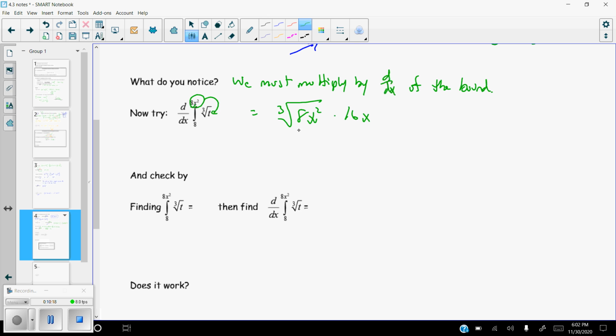Yes, this could be simplified because I can take the cube root of 8 out. The cube root of 8 is 2, so I can multiply that by the 16x and get 32x times the cube root of x squared if I want to. I could rewrite the cube root of x squared as x to the 2/3 and multiply that by the x. There's no reason to do all that, but you could if you needed to. I'm not going to run through the check on this one, but you could check by doing the antiderivative process and then taking the derivative again. Does it work? The answer is yes, it does.